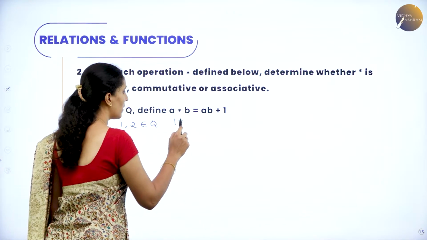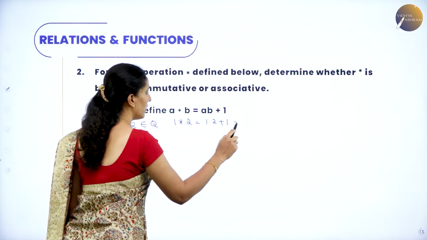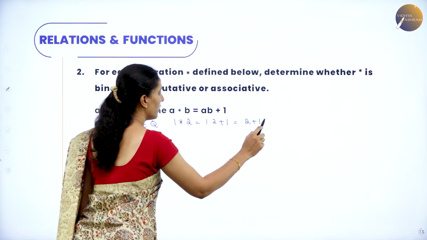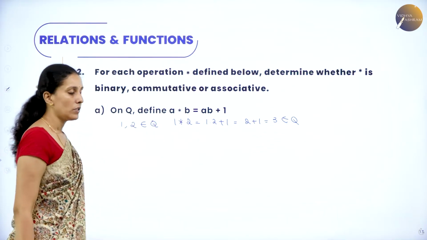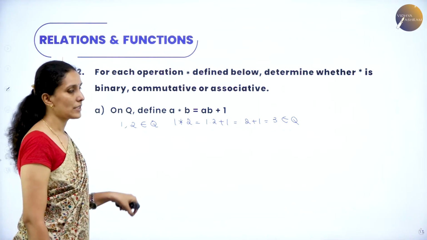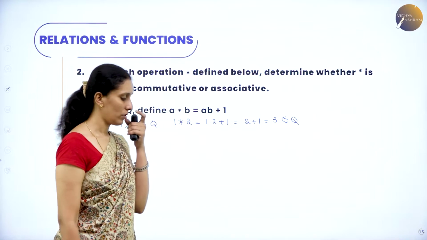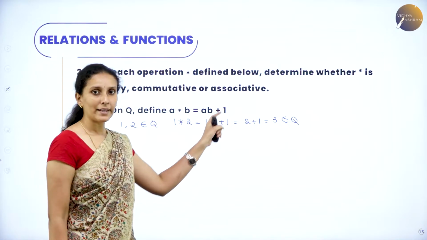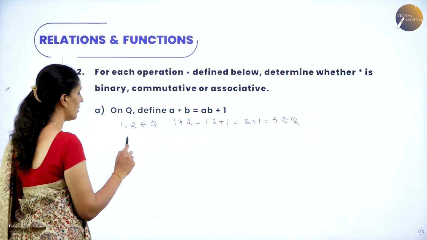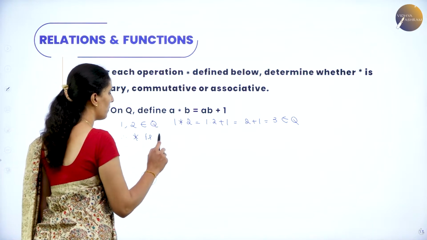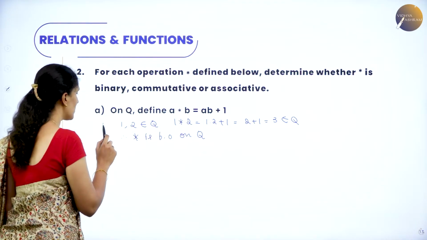Then what is 1 star 2? 1 star 2 is 1 into 2 plus 1, which is 2 plus 1, which is equal to 3, belongs to Q. So take any number in the set of rational numbers, you will get back the result which belongs to rational numbers only. So therefore, star is a binary operation on Q. So this is the first one.